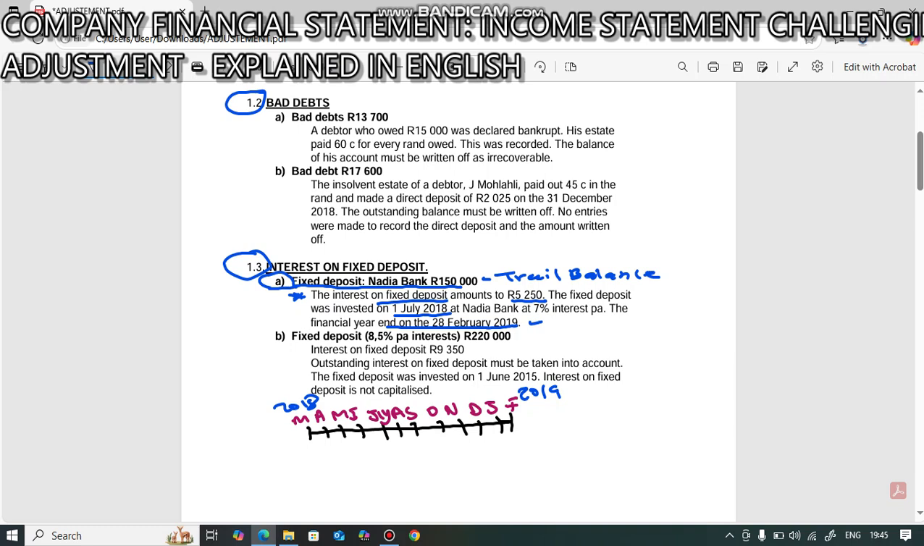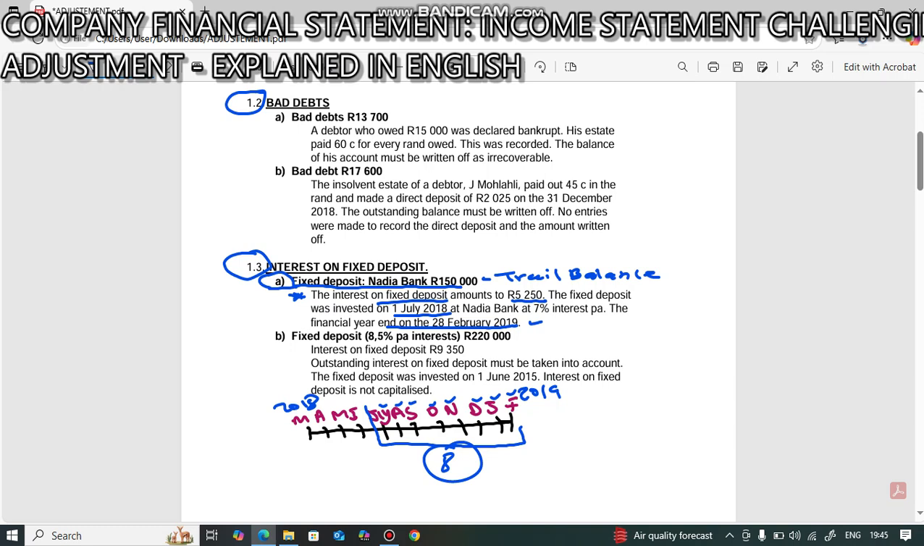So let's go straight to between June and July. This was the 1st July upward. So we are going to count all these months that were affected by this investment. So we have 1, 2, 3, 4, 5, 6, 7, 8. So we have 8 months. Therefore we are going to need the interest for only 8 months, because this is the interest that was incurred in this financial period.